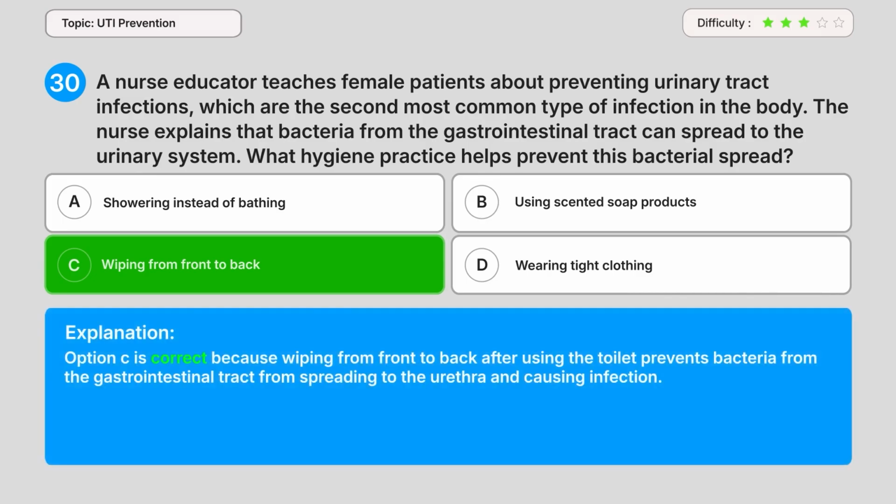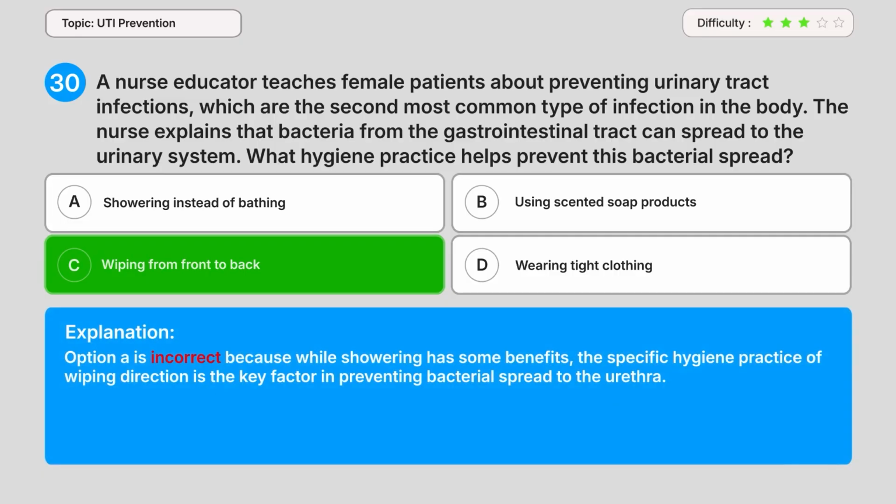Explanation. Option C is correct because wiping from front to back after using the toilet prevents bacteria from the gastrointestinal tract from spreading to the urethra and causing infection. Option A is incorrect because while showering has some benefits, the specific hygiene practice of wiping direction is the key factor in preventing bacterial spread to the urethra.